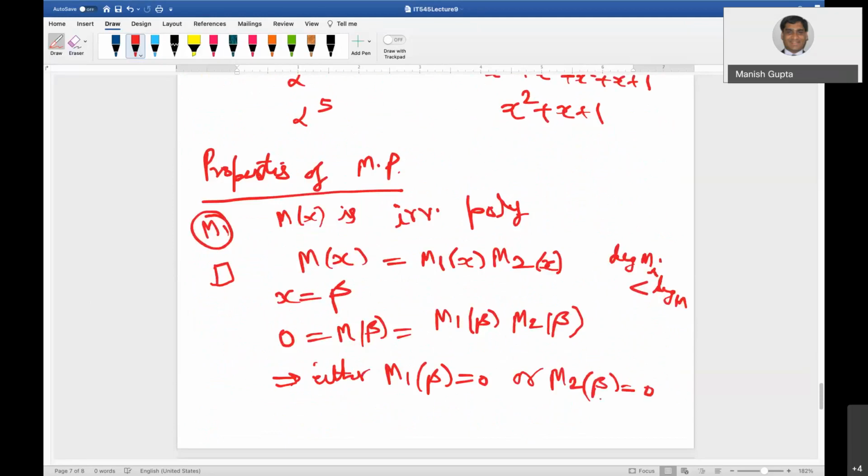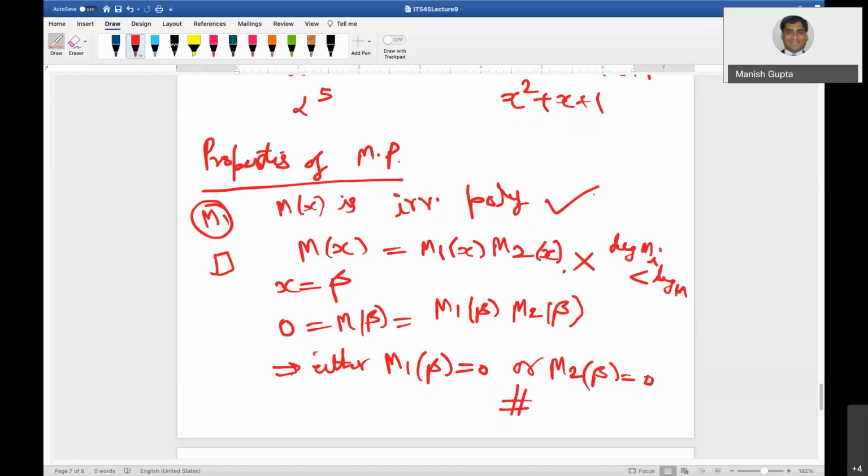In either case, beta is a root of a polynomial of degree lower than mx, which is a contradiction because mx is a polynomial for which beta is a root which is of lowest degree, right? So this is a contradiction, right? So that means ये assumption गलत है हमारा. ठीक है, इसका मतलब mx irreducible polynomial है. Got it? Yes, sir.